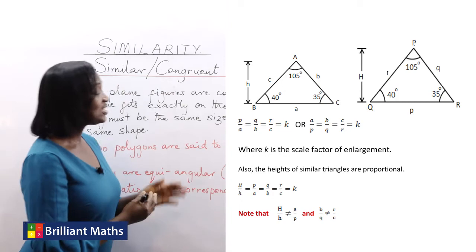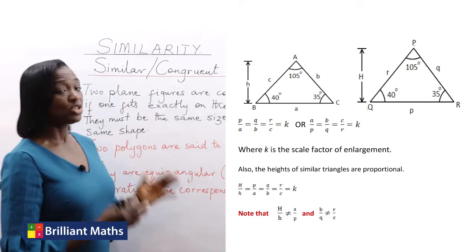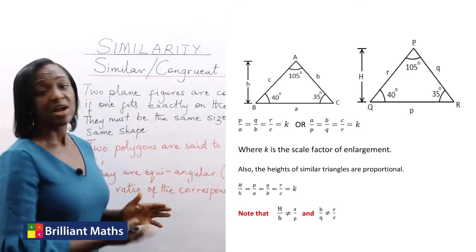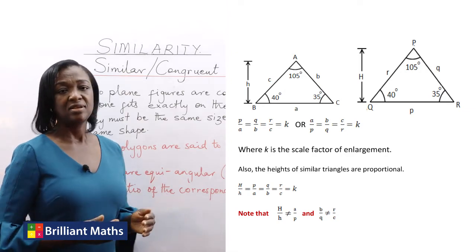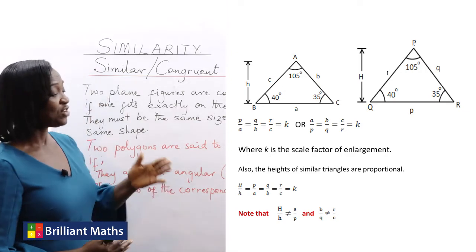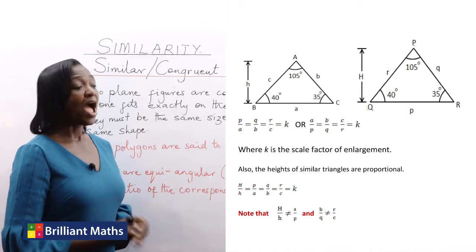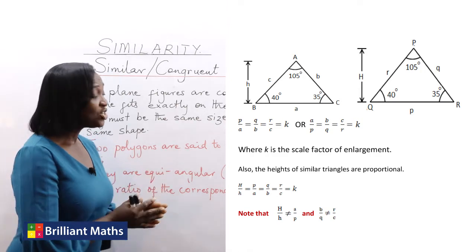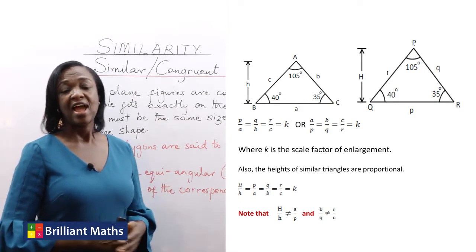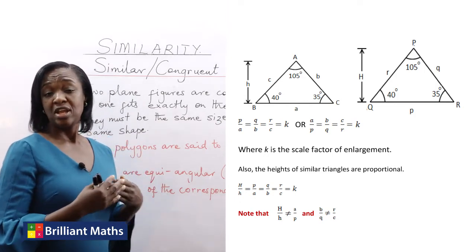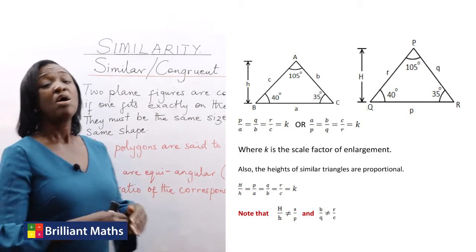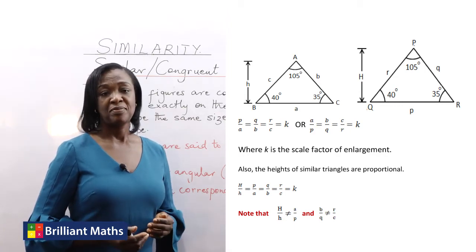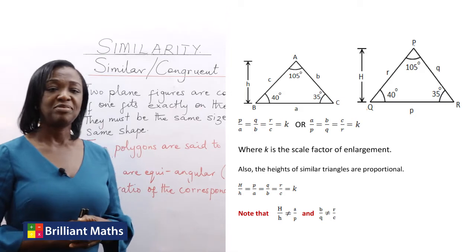If you start with the sides of triangle ABC on top and triangle PQR at the bottom, maintain it. If you decide to start with the sides of triangle PQR on top and triangle ABC at the bottom, then maintain it. But that ratio is equal to K, and K is the constant of proportionality or the scale factor. Let us look at another example.